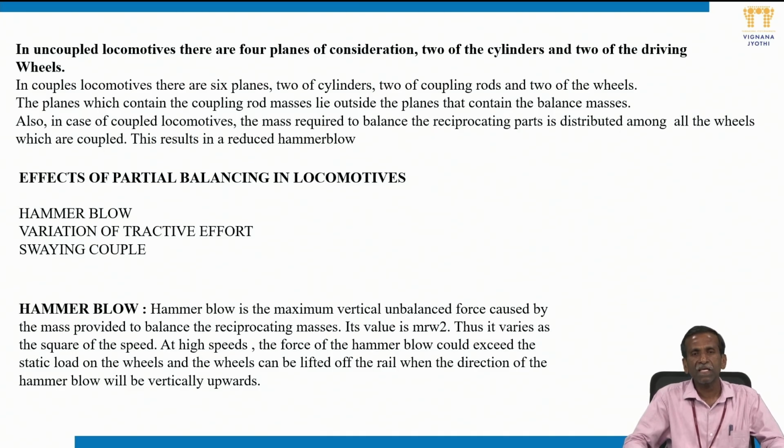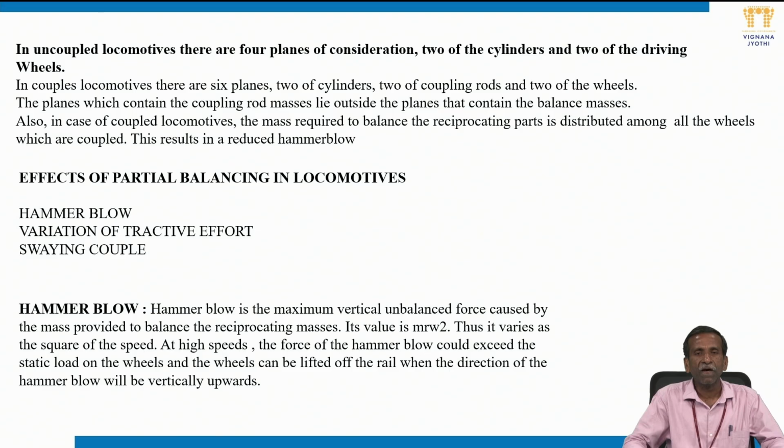The planes which contain the coupling rod masses lie outside the planes that contain the balance masses. Of course, the balancing masses are on wheels. Also, in case of coupled locomotives, the mass required to balance the reciprocating parts is distributed among all the wheels which are coupled. This results in reduced hammer blow.